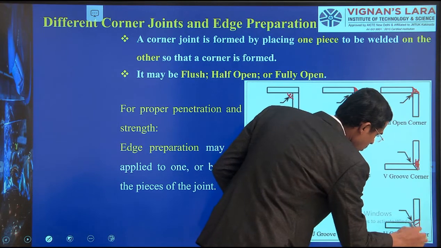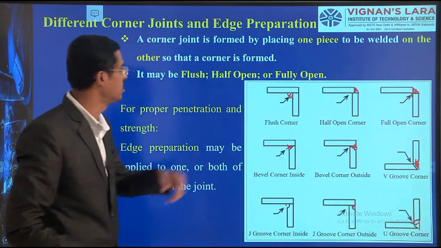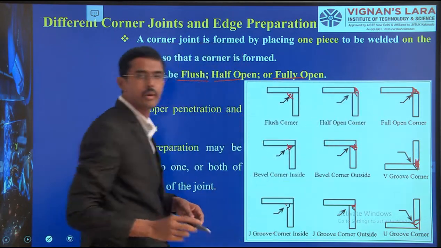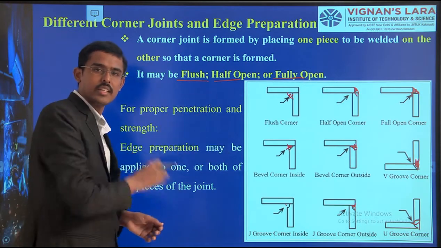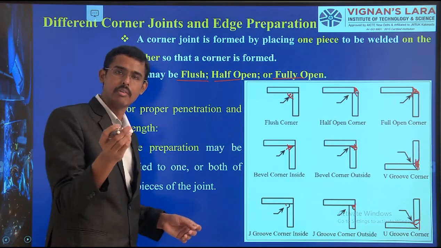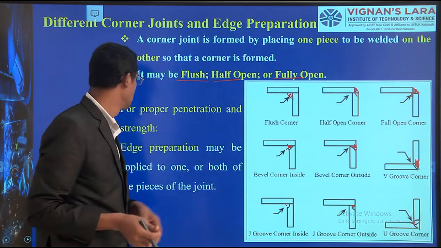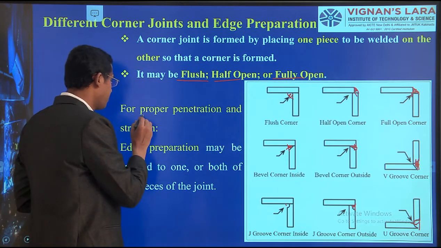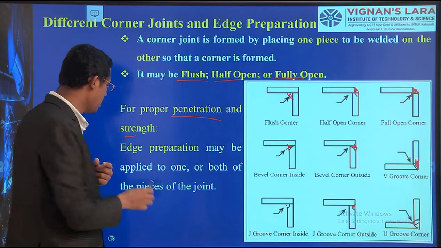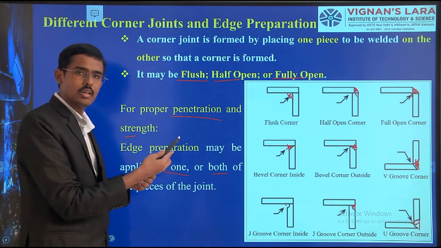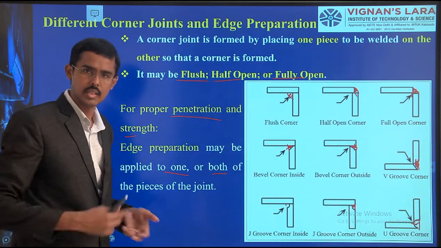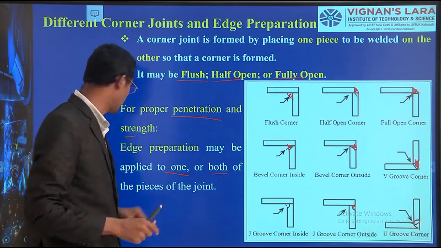See, here I have taken U, both sides U, and I can weld. It may be a flush, it may be half or fully open. This is flush, half open, fully open. So such configurations are there to make the corner joint welds. In the corner joint, I am giving the edge preparation and I am doing the weld. We have to add filler, then only it becomes strong, otherwise it won't. For proper penetration, we should go up to the root. And for strength, edge preparation may be applied to one or both. Maybe for one job I am doing, or maybe for the two jobs. Anyway, we can improve our full penetration, which we need. That is the agenda here.